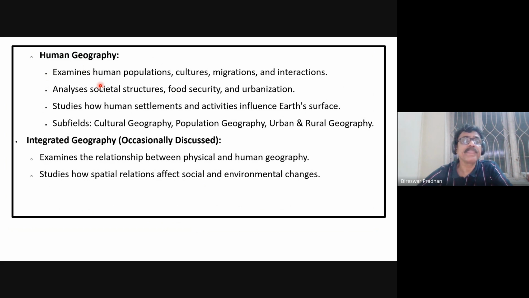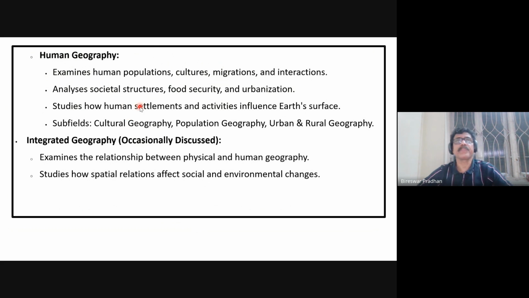Now, human geography. What is human geography? It examines human population, cultures, migration and interaction. In human geography, what types of population are there, the population ratio, their income standard. Everything comes into this. Now we come to culture. In a particular area, their culture differs from another culture. Culture means the way of life, including everything. And migration is people coming from one place to another.